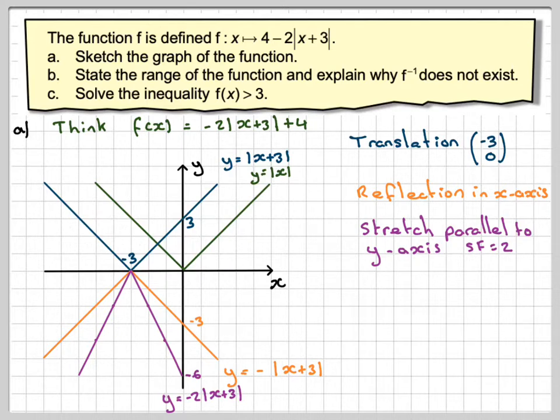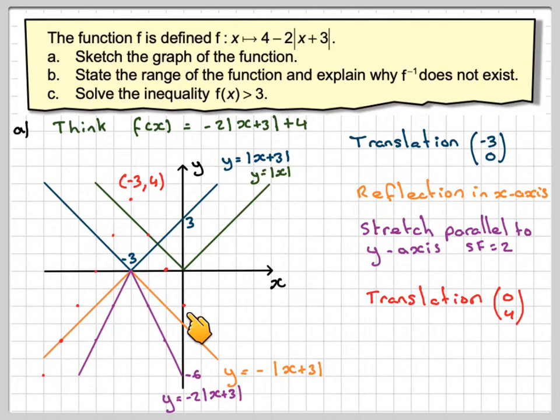And then finally, adding 4 means that the whole of this purple graph here will be moved up 4 units. So translation 0, 4. So this point will go here. So that will become the point minus 3, 4. This point will go here. This point will go here. And so the whole thing just moves up 4 units. On the other side, this point goes up 4 units. This goes up 4, etc.